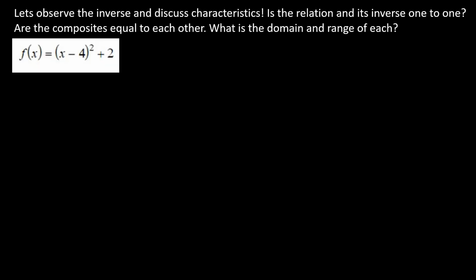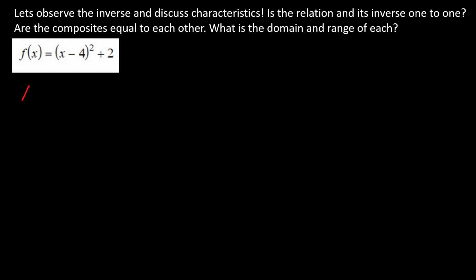Last problem here. So it says, let's observe the inverse and discuss characteristics. Is the relation and its inverse 1 to 1? Are the composites equal to each other? What is the domain and the range of each? Okay, so there's a lot going on here. So let's break this down first. So we're talking about inverses. So let's first solve for the inverse.